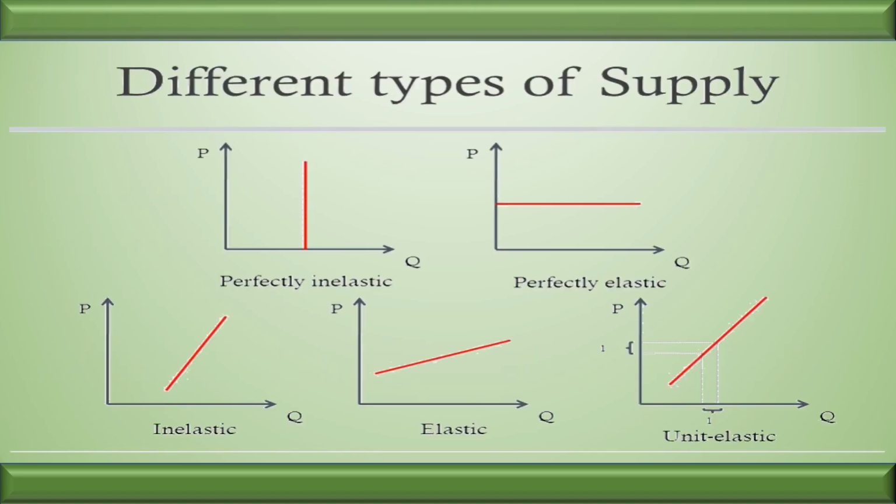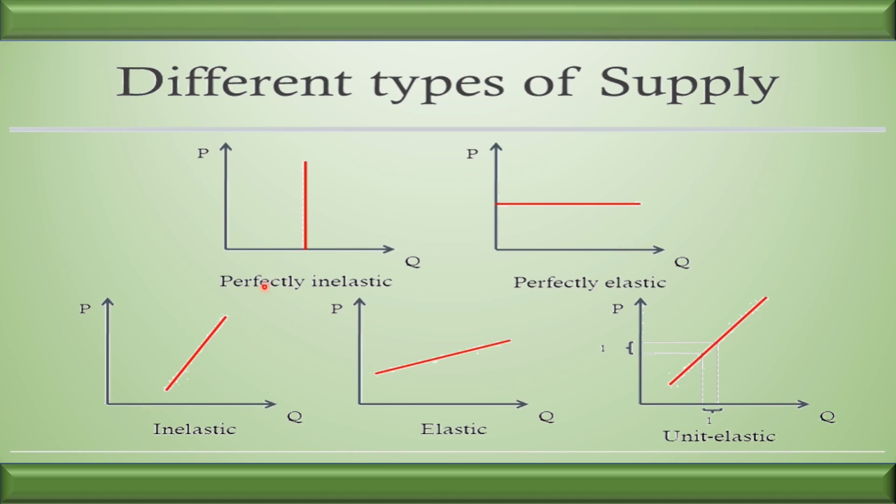According to this method, there are types of elasticity of supply. Number one, perfectly inelastic. Number two, perfectly elastic. Then inelastic, then elastic and unitary elastic. So how many types of elasticity do we have? We have 5 types of elasticity of supply.